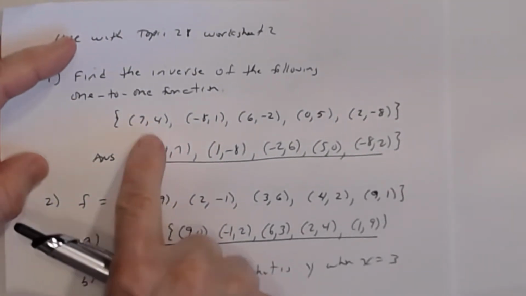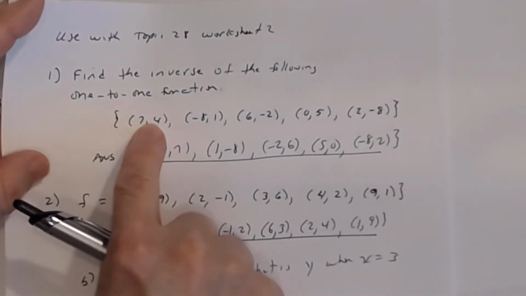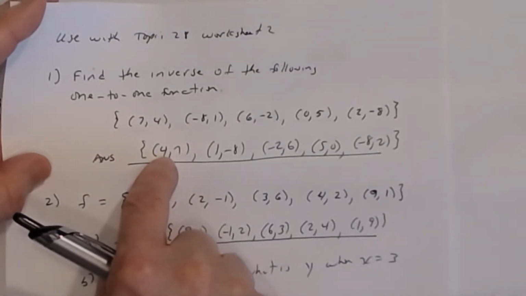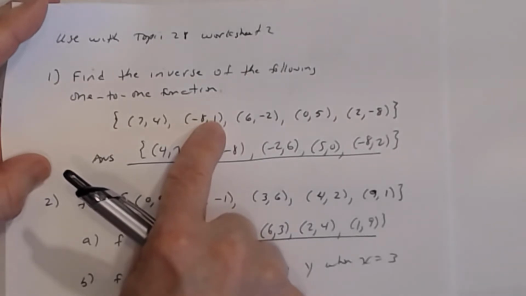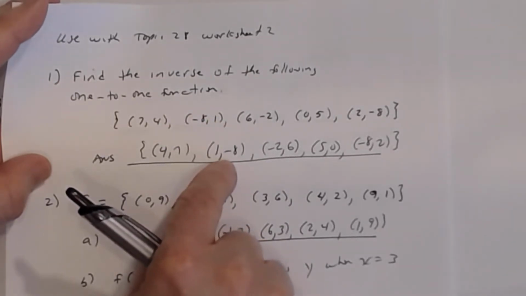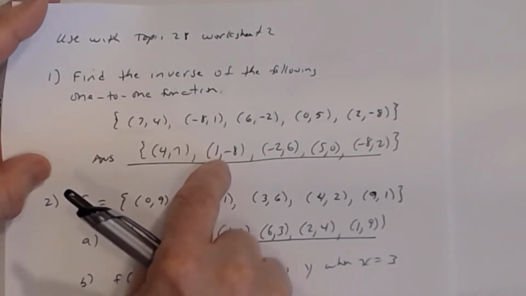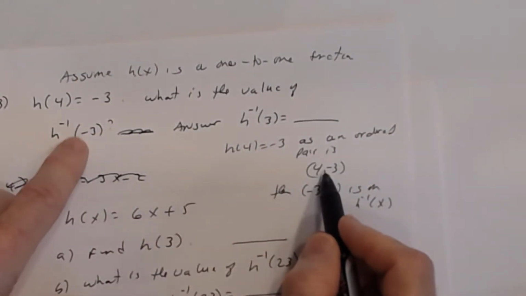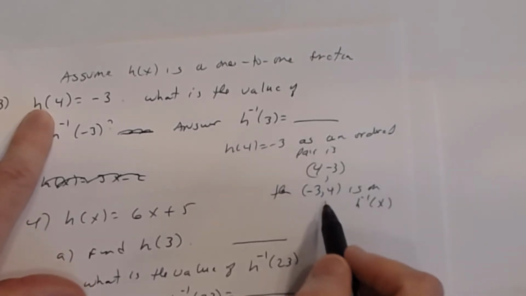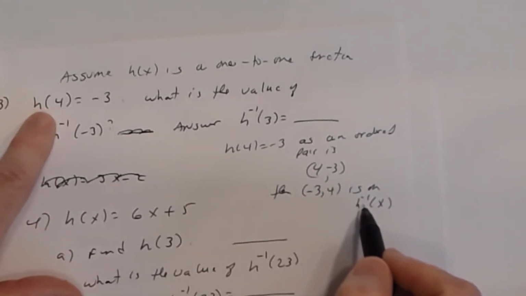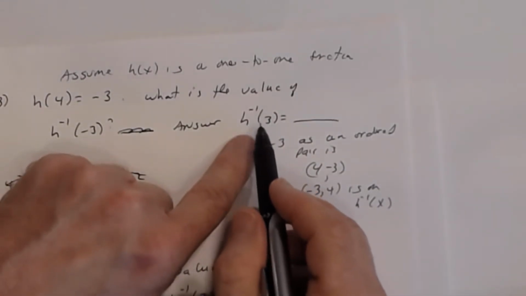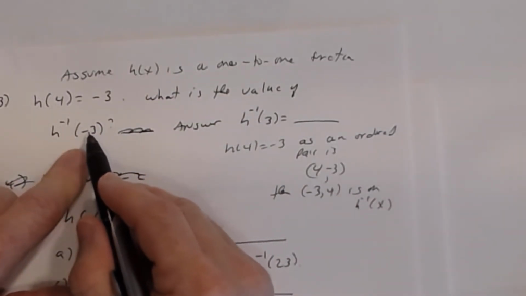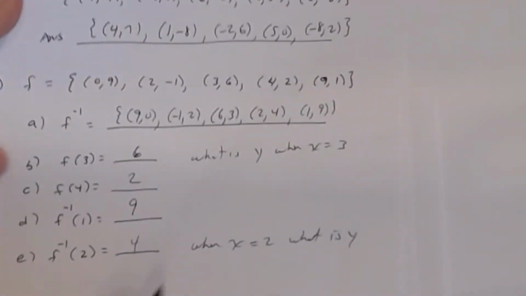If your function has the point (7, 4), then the inverse has the point (4, 7). If your function has the point (-8, 1), the inverse has the point (1, -8). So if (4, -3) is on h of x, then (-3, 4) is on the inverse. And here's what they're asking: what is h inverse of -3?